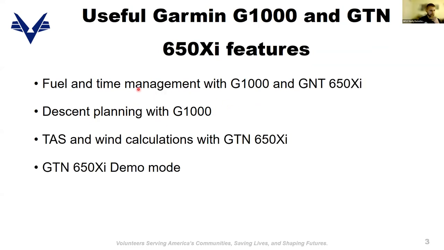So the first part would be using G1000 and GTN 650 Xi features: fuel and time management with G1000 and GTN 650, descent planning with G1000, true airspeed and wind calculations with GTN 650, and GTN 650 demo mode.